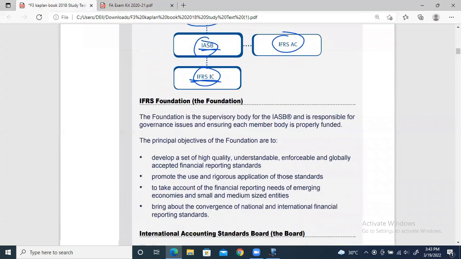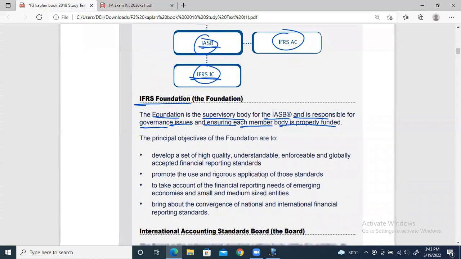Okay. Now let's read first about IFRS Foundation. So Foundation is the supervisory body for the International Accounting Standard Board. So this looks at the board, right? And it is responsible for the governance issues, ensuring each member body is properly funded. So this is the main objective for the IFRS Foundation.